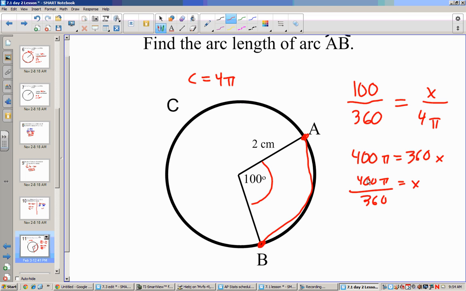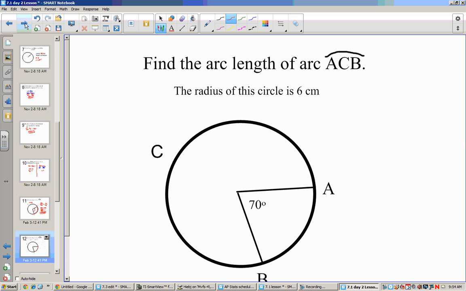And we could just take 400 divided by 360, so it would be 1.1 repeating pi. And that is the arc length from A to B. Now if we want to find the arc length of ACB, this is a major arc. So we start at A, we pass C, and we get all the way to B. Well, if this is 70 degrees, we have to find this angle on the outside, which if we take 360 minus 70, we'll get 290.